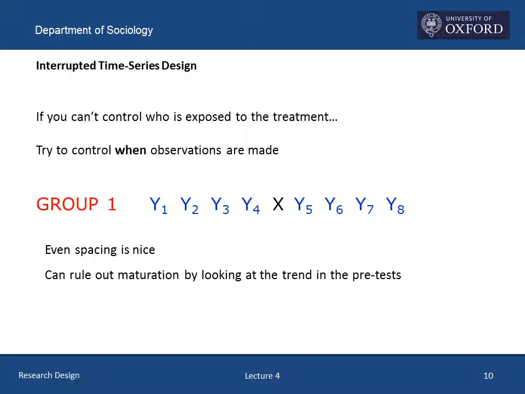Sometimes it's just not possible to control who is exposed to the treatment. In this kind of case, the best that we can do is to control when observations are made in a so-called interrupted time series. Typically, we want as many time points as possible, both before and after the intervention. Usually, we aim to have even spacing in the observations if we hope to capture something of the dynamics of the process. With this kind of setup, we at least can rule out the threat from maturation by looking at the pretest trend.